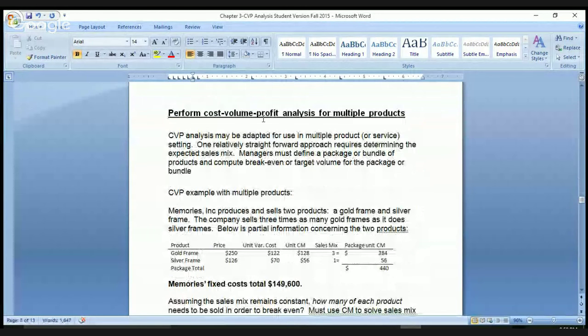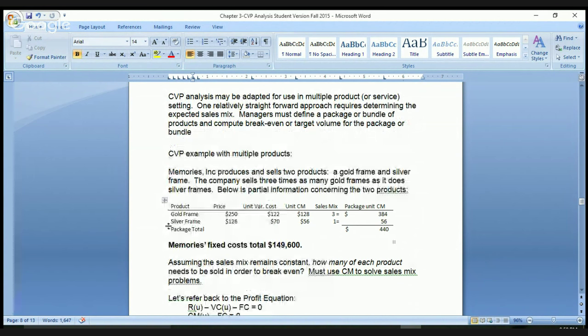So now, here we want to perform a cost volume profit analysis on multiple products. So here we have a case where instead of just producing one frame, they want to produce two frames. And so when we do that, we have to take in consideration the price per frame, the variable cost per frame, unit cost, contribution margin, the sales mix. That's the big part of that. And then the package unit contribution margin. So in this case, we're going to have gold frames and silver frames.